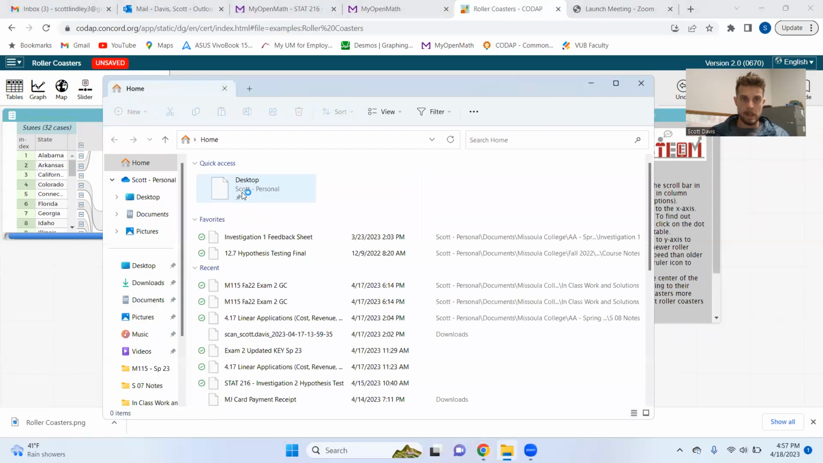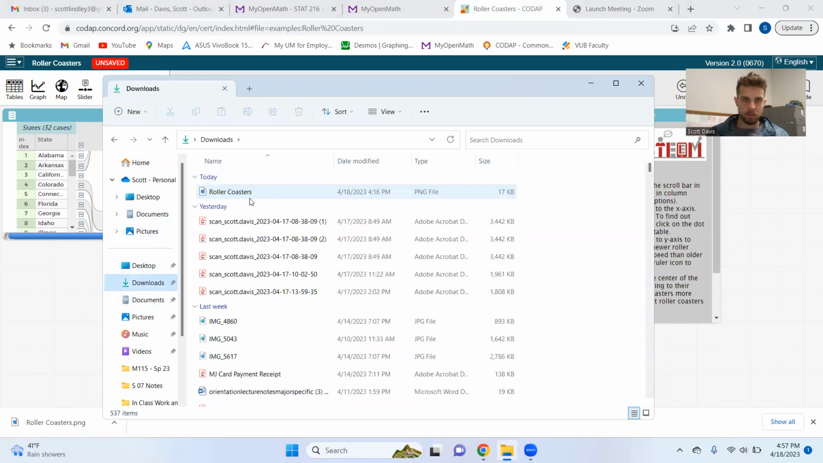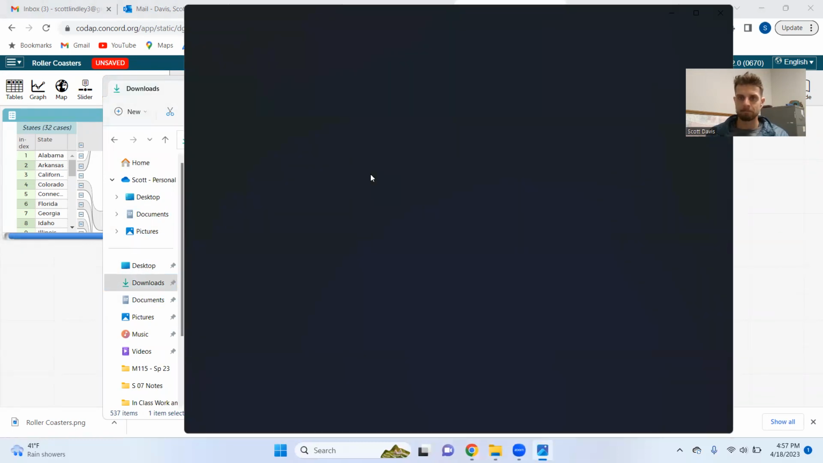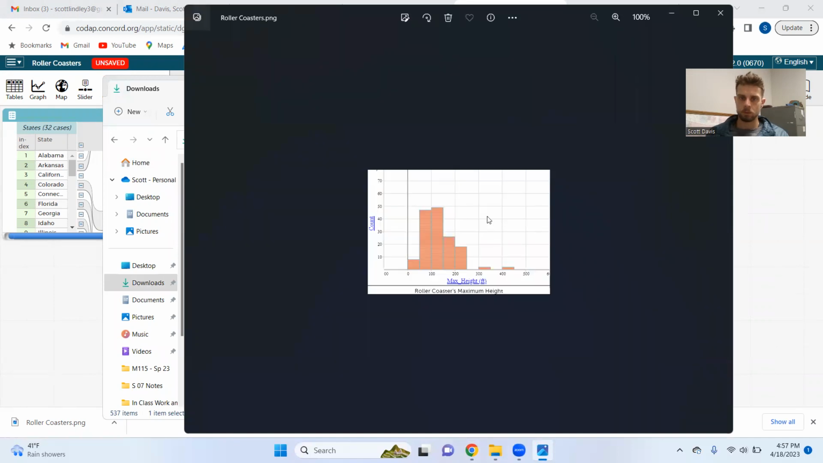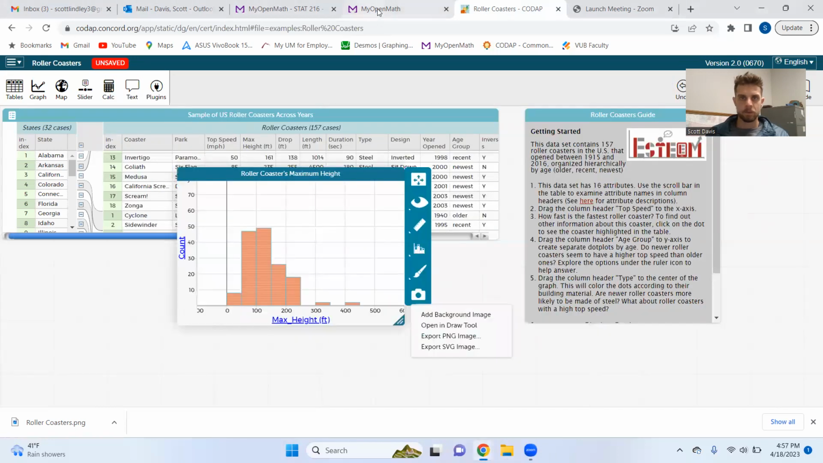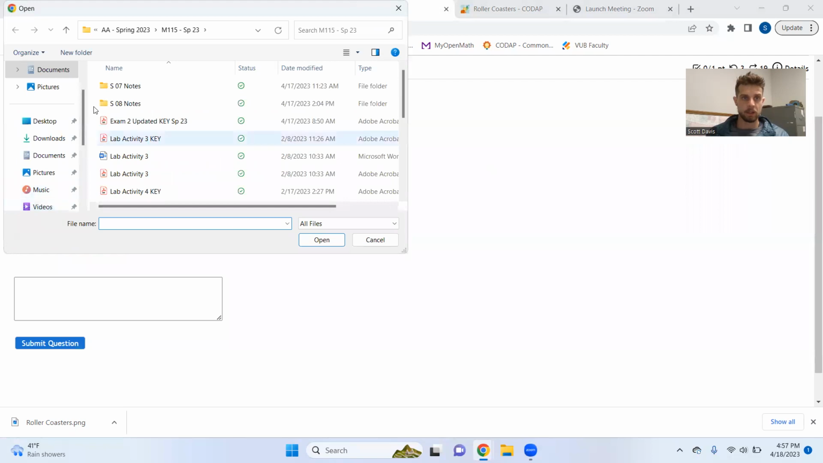I already did that. I already downloaded it. Right here is my rollercoasters.png file. I'll open it up so you can see what it looks like. There it is, roller coasters maximum height. The title's at the bottom. You can see my histogram. And so I want to upload that file for this problem. That's going to be the way that we get points on this.